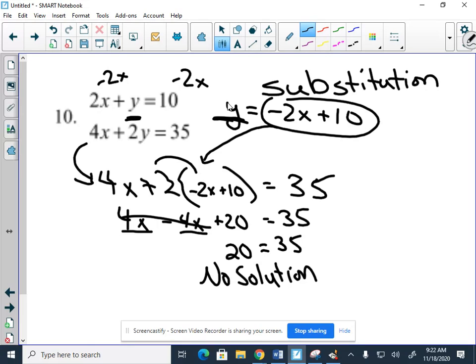Sometimes when you solve this, you get x equals 4. Then you put the 4 back in and you figure out what y is. Okay? So in problem number 10, that one has specifically no solution. That's solving by substitution. Hopefully you remember how to do that.